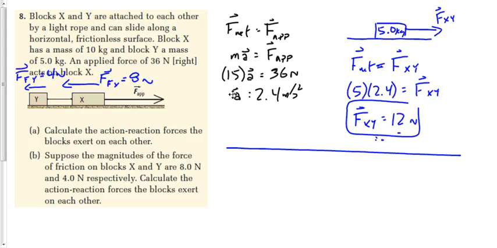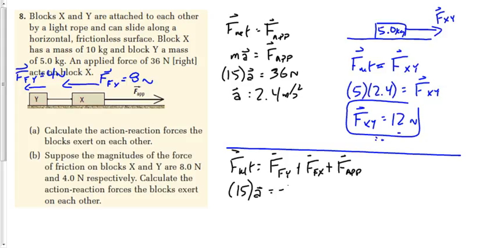We got to analyze the system to find the acceleration of the system. It's going to be different now that there's friction. It's going to be FFY plus FFX plus F applied. The mass here is 15 kilograms again times the acceleration. We can't assume it's 2.4 again because now there's friction. The situation has changed. FFy is -4, FFx is -8, F applied is 36. I think we get 2.6667 meters per second squared there when we do that. Agree?